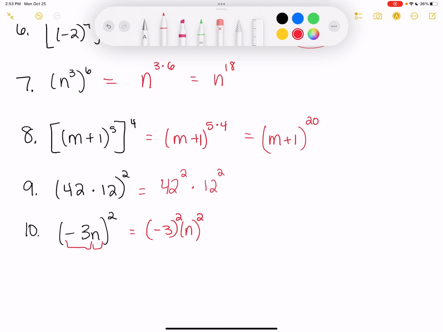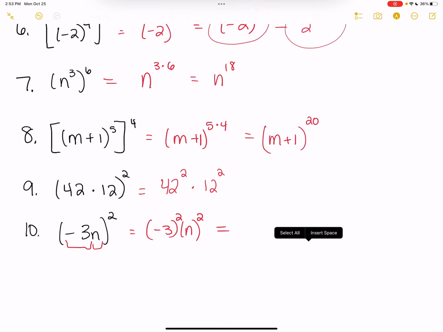Now, negative 3 squared is something that you should be able to do. The negative, because it's raised to an even power, what happens to it? Negative times negative is what? Positive, so that's going away. And then 3 times 3 is 9, so this is going to be 9n squared. And that would be my final answer. For this one, I would want you to go all the way because, again, negative 3 squared, you should be able to do that.